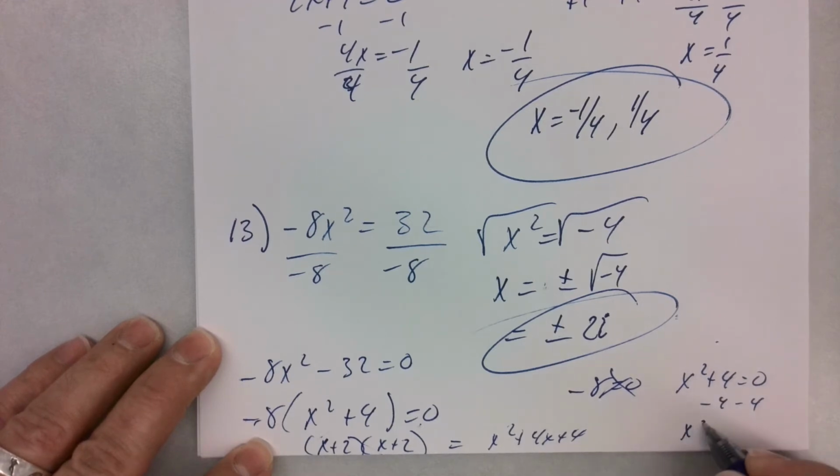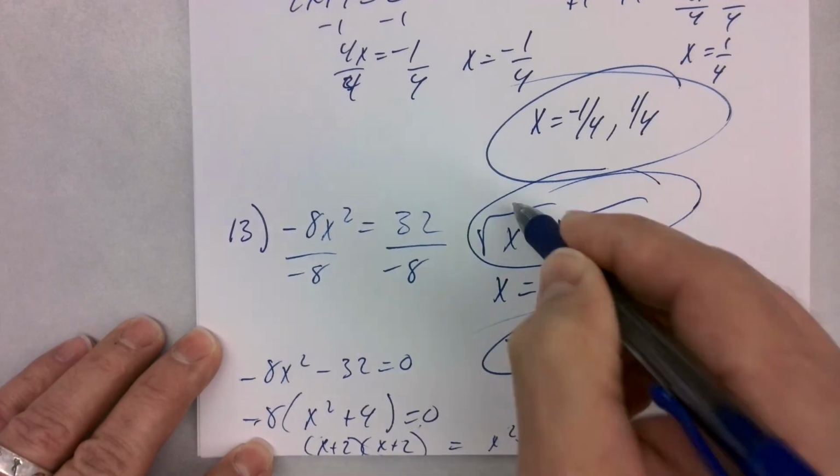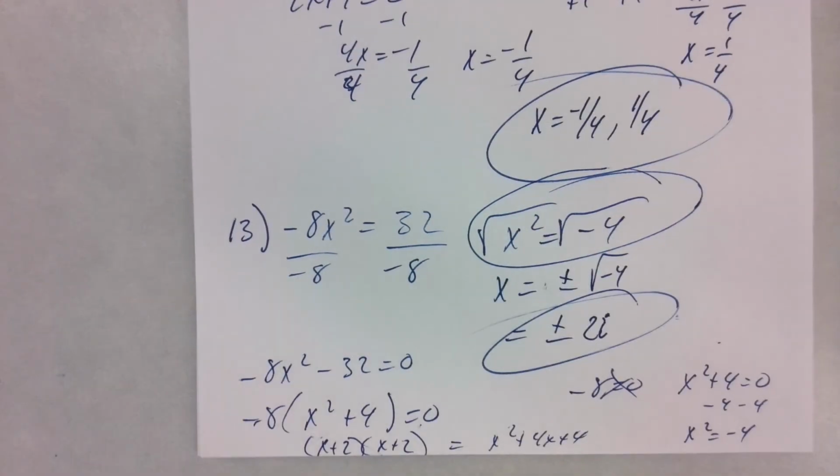Minus 4, I get x squared equals negative 4. Huh, that looks familiar, right? Yep. You see what I'm saying? Different way of doing the same thing.